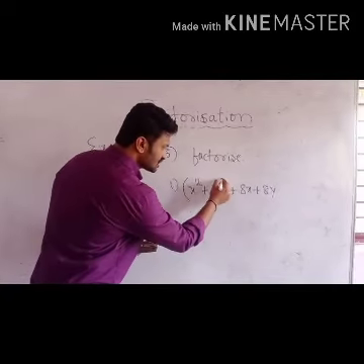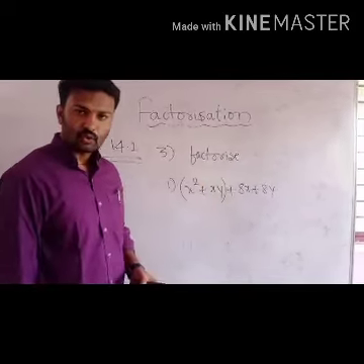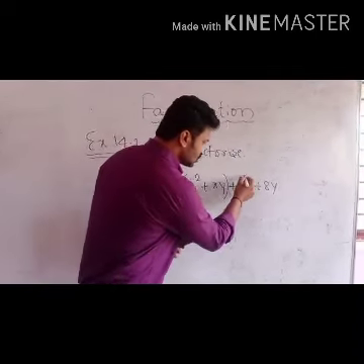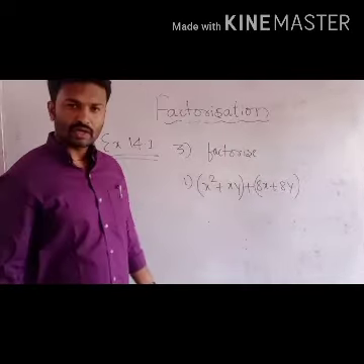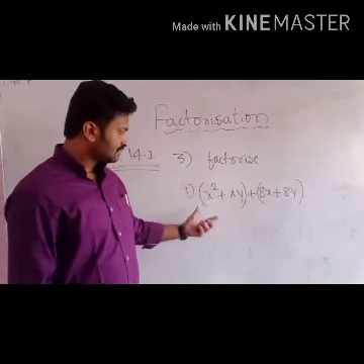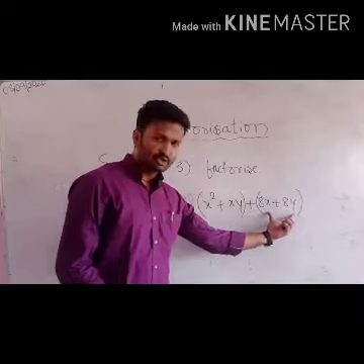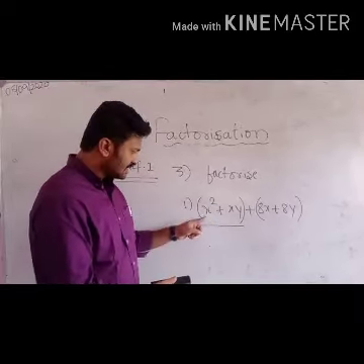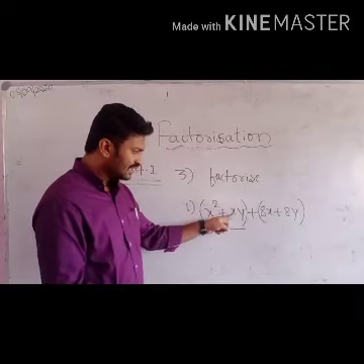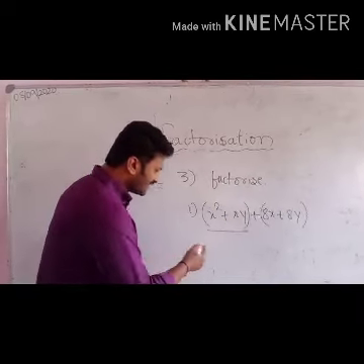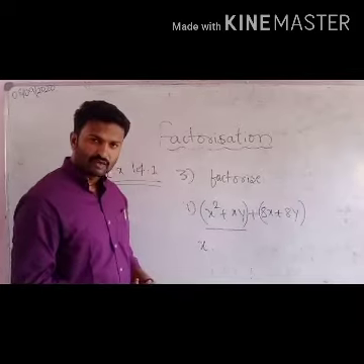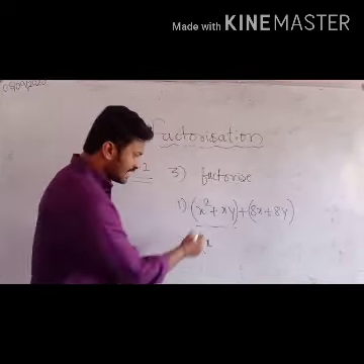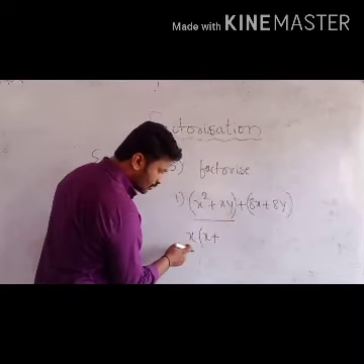I group first 2 terms. What I will do? I will group first 2 terms and next 2 terms. First 2 terms and next 2 terms. In first 2 terms, is there any common? Here x, how many are there? 2. Here x 1. I will take 1x outside. Okay? How many x remains here? 1x remains, and plus already 1x outside is there.